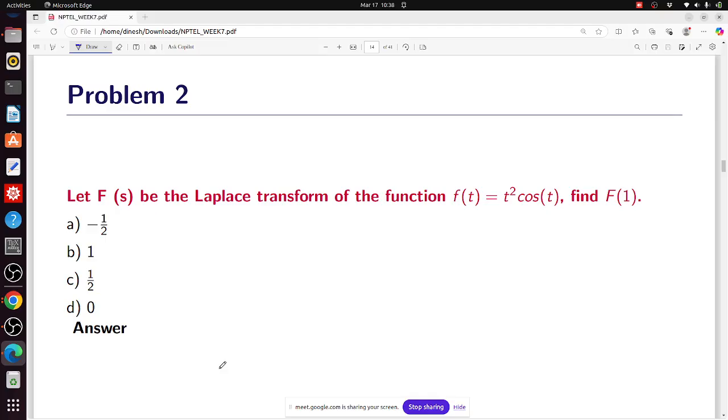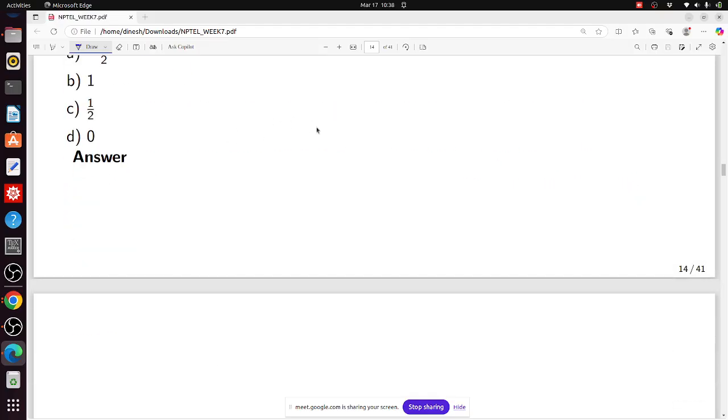Here we can use the property of the Laplace transform of tⁿ f₁(t), which is (-1)ⁿ dⁿF₁(s)/dsⁿ. So you can simply use the formula for the Laplace transform, and it's easier to handle using various properties also.